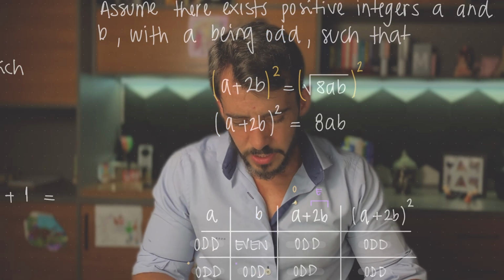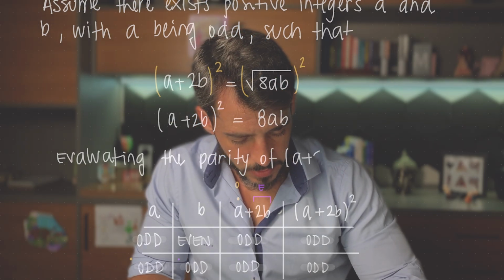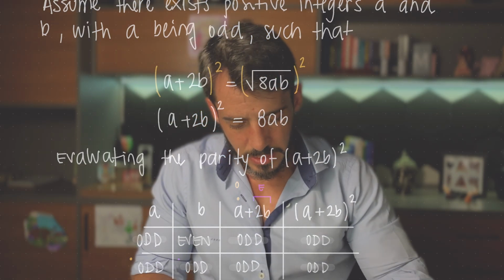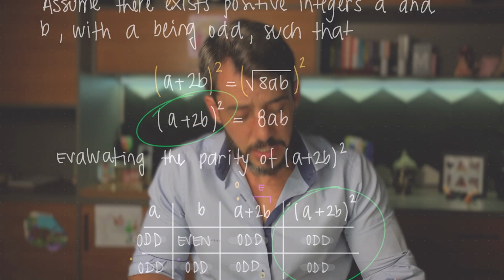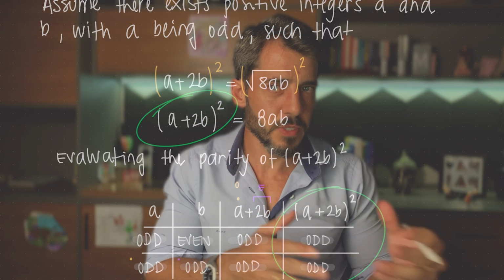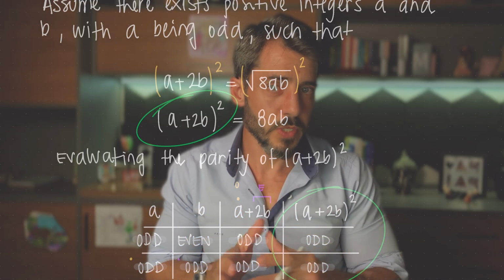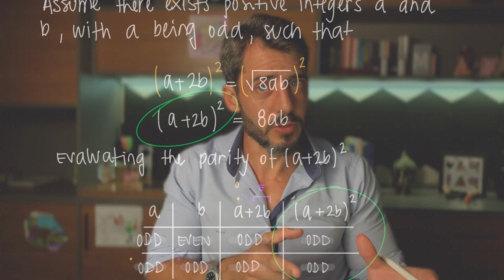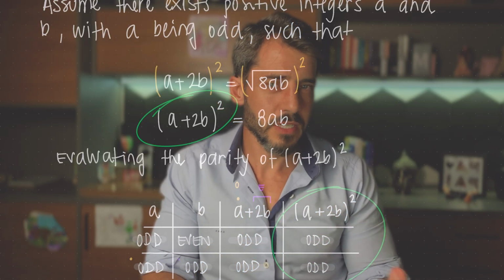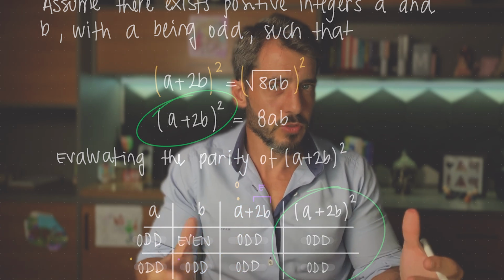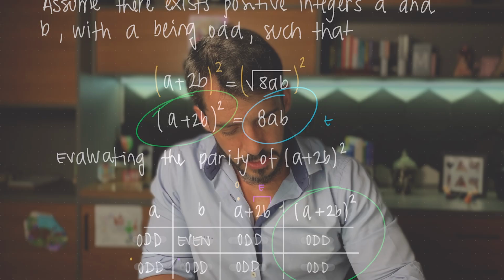So what we did over here was to evaluate the parity of (a plus 2b) squared. Now, the left-hand side, which is (a plus 2b) squared, is always odd. It doesn't matter if b is even. It doesn't matter if b is odd. The left-hand side is always odd. Now, the right-hand side, though, is even. It's 8 times a times b. The fact that we can factor out a 2 shows us that this is an even number, the right-hand side, I mean. So this guy right here is even.